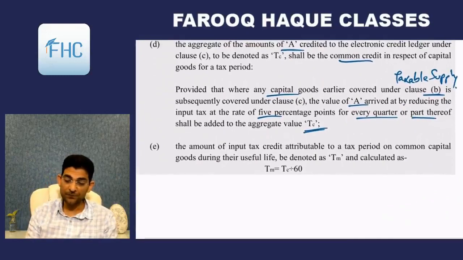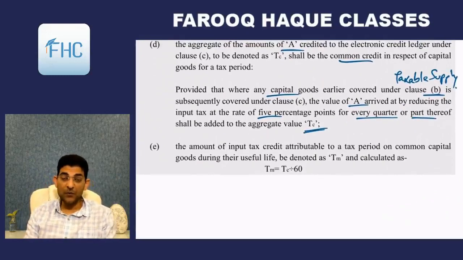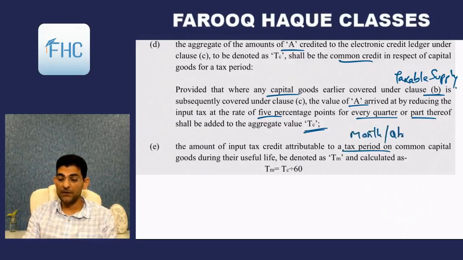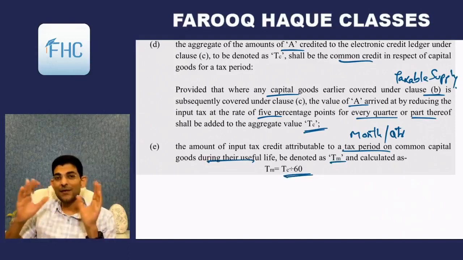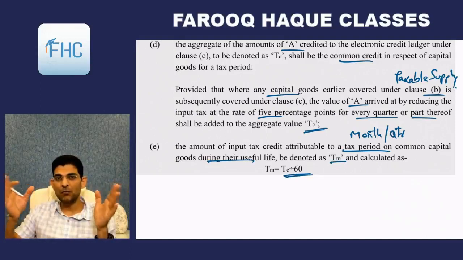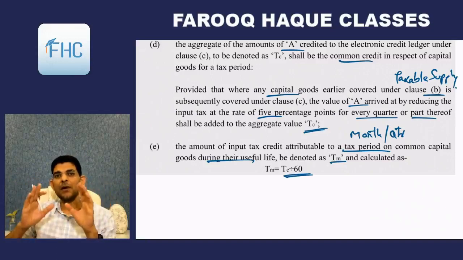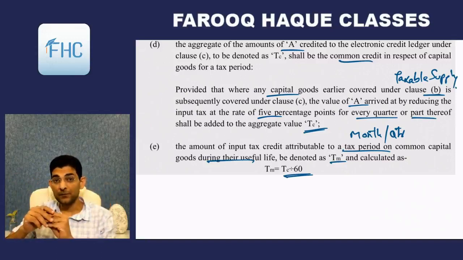Now what we'll do is, the amount of input tax credit attributable to a tax period, means month or quarter as the case may be, on common capital goods during their useful life be denoted as TM and calculated as TM is equal to TC upon 60. So now you must be understanding. For every asset the life is 60 months. So whatever credit is taken will be divided by 60. So we'll get per month.